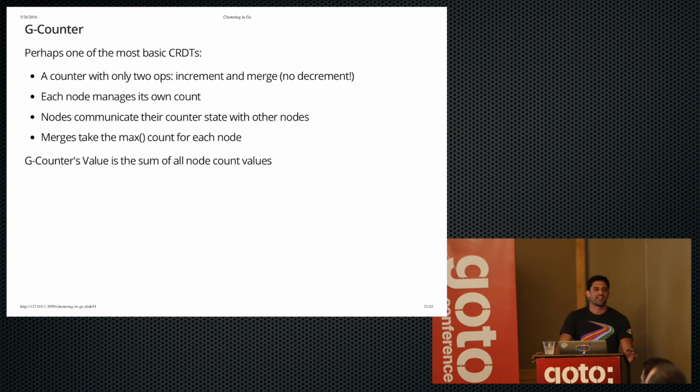If you actually want one that can come down too, that's called a PN counter. It's implemented by taking two of these counters. One goes up, one goes down, sum them together, problem solved. The way G counters work is each node manages its own count. The nodes then communicate their own counter state with other nodes. When they merge, they take the max count for each node's value. So the value of the G counter is the sum of all the node counts.